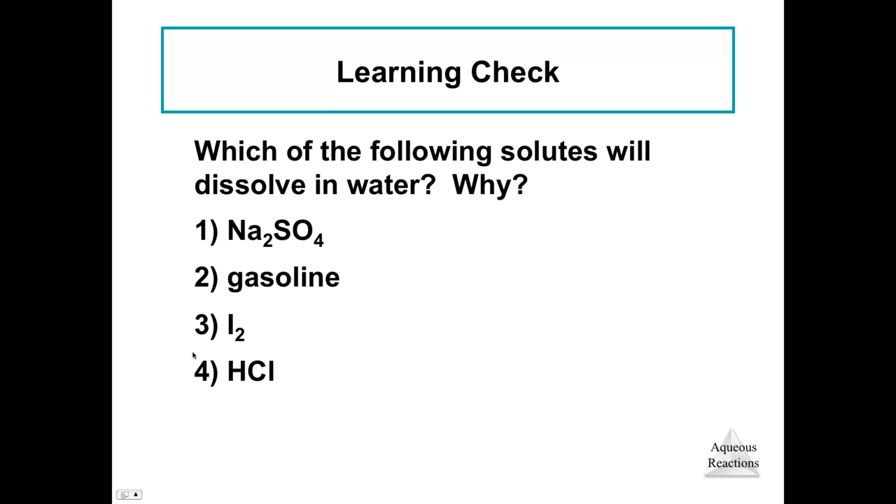So take a look at this list, 4 different substances, and decide what, if any, will dissolve in water, and give a quick explanation as to why, and do that right on your summary sheet.